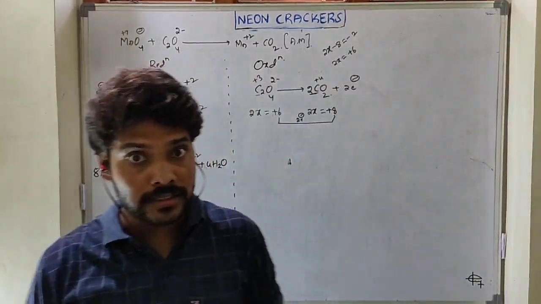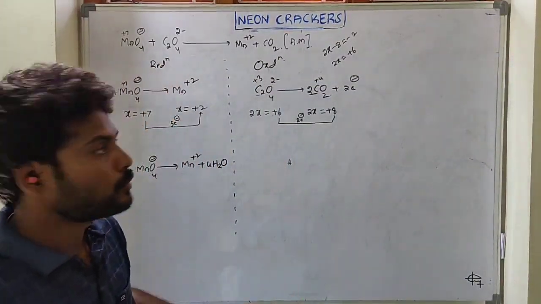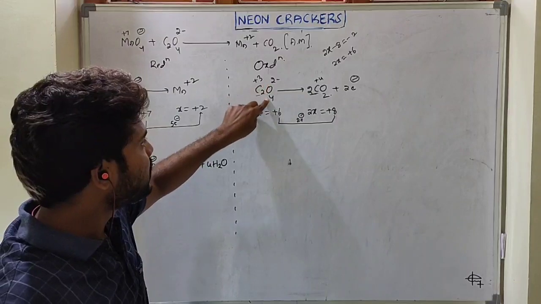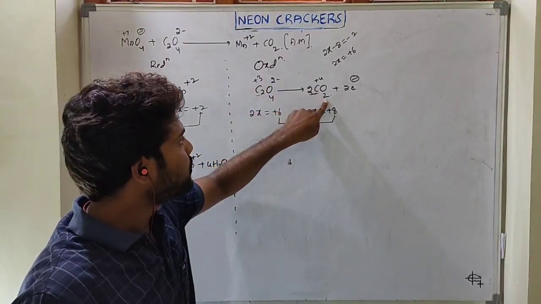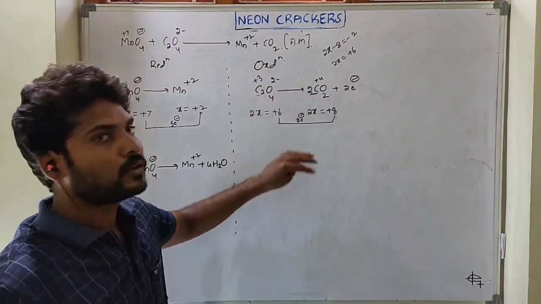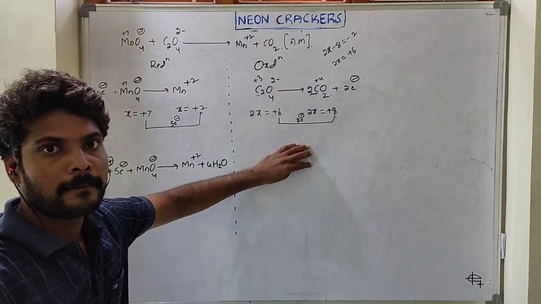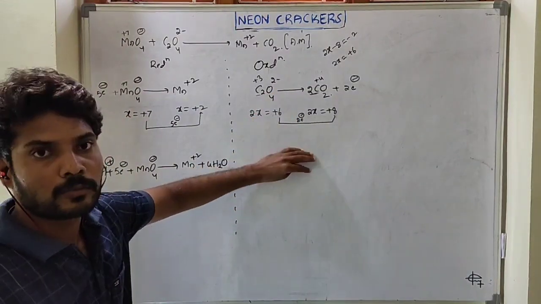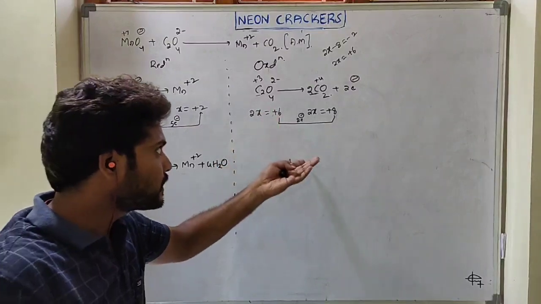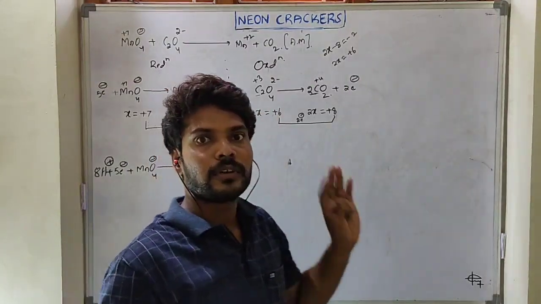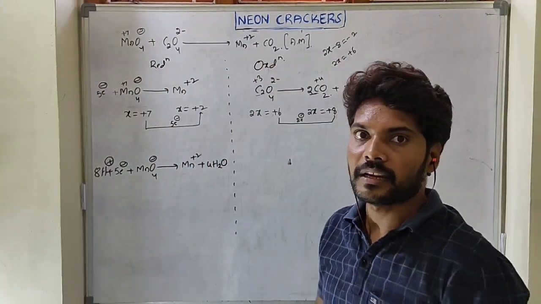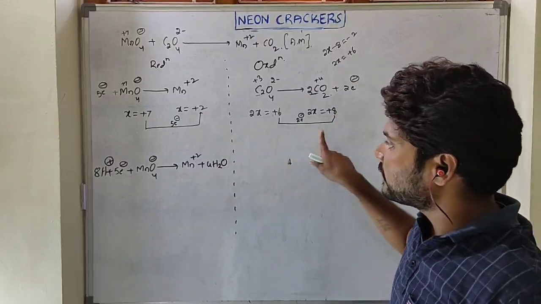Balance the number of oxygen atoms by adding water molecules. So on the left side how many oxygen atoms? 4. On the right side how many oxygen atoms? 4. Already these two are balanced, then there is no further addition of water molecules. If there is no further addition of water molecules, of course there is no further addition of H plus ions. So up to this point indirectly it is over.